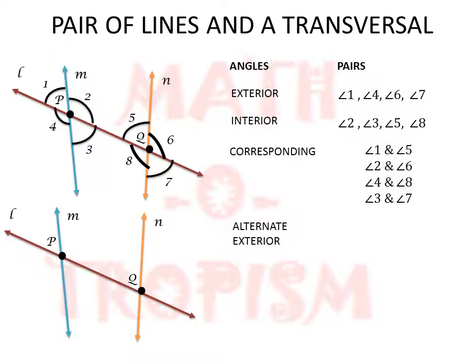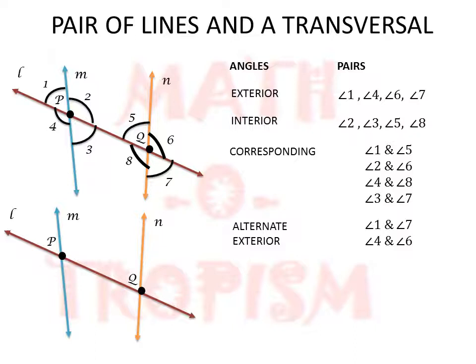Next we go for alternate exterior angles. Exterior means we will be seeing 1, 4, 6 and 7. So 1 is on the left side of the line above the transversal. So we should see which angle is below the transversal for the line N. Which angle is that? 7. Since we are talking about alternate, which means opposite, 1 and 7 are one pair. Similarly, 4 and 6 is the other pair.